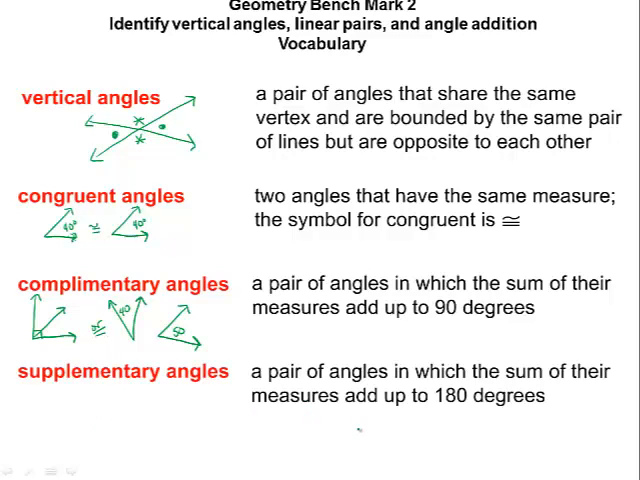And then supplementary angles add up to 180 degrees. And we can have that connected as well, where you have two angles that make a straight line. A straight line is 180 degrees. So these two angles add up to 180. Or you can have angles off in space that add up to 180. So if this one was 40, this one would be 140.